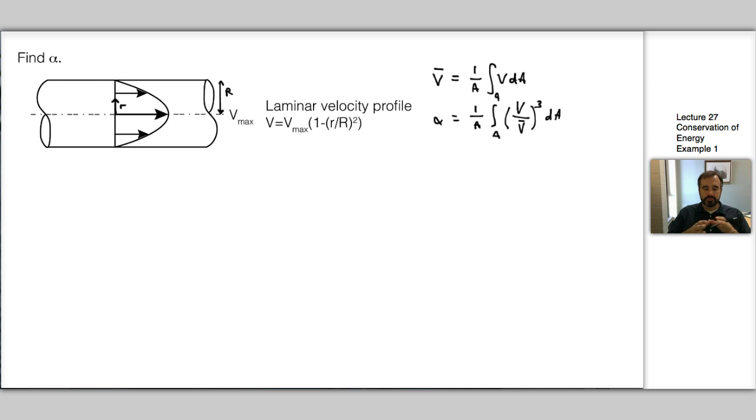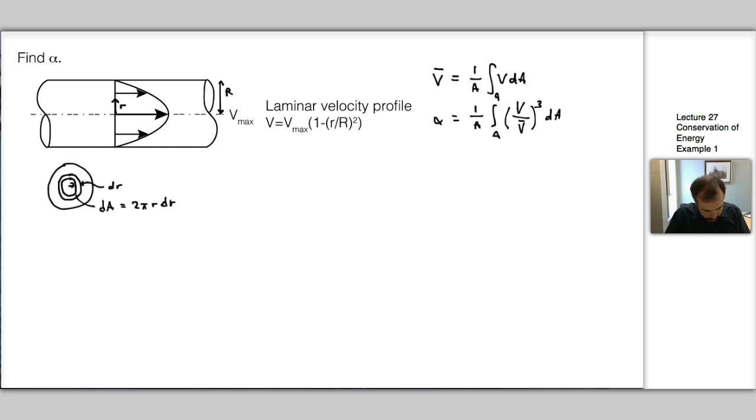Okay, so just like we did before, we need to think a little bit about how we're going to define our differential area so that we can set up the integral. And again, just like we've done for all the cases where we've had a round pipe, we're going to pick our differential area to be some radial slice like this, where we'll define this distance as dr, and this is dA, where dA is going to be equal to 2 pi r dr.